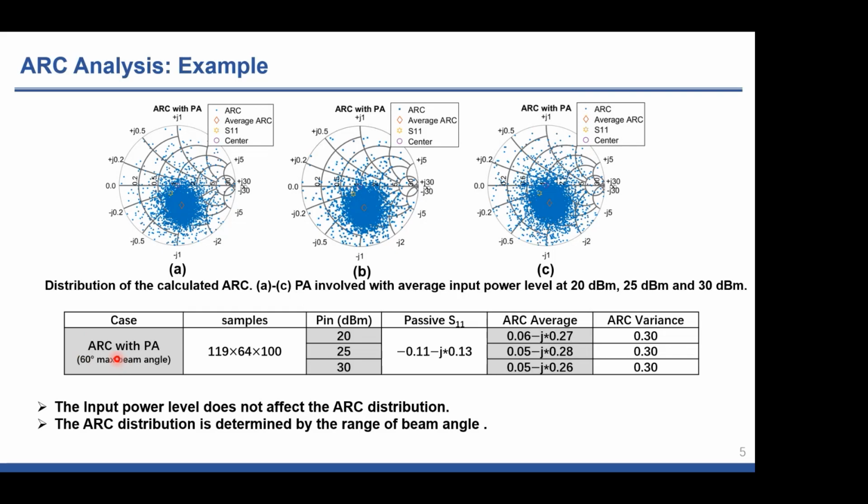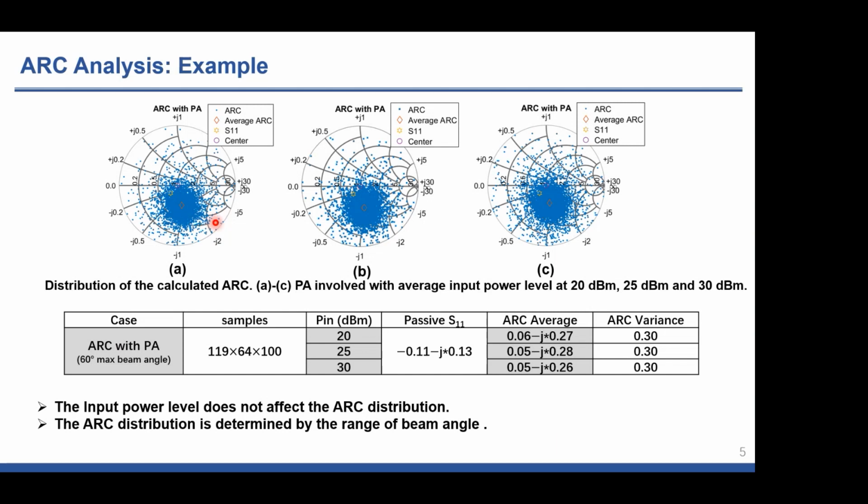So basically, if we have a large, for example, 80 or 90 maximum beam angle, the ARC tends to move closer to the center of the Smith chart. But if we have a smaller beam angle, like from 0 to around 40 or 45 degrees, the ARC may shift away from the center of the Smith chart. Now we have the ARC distribution.